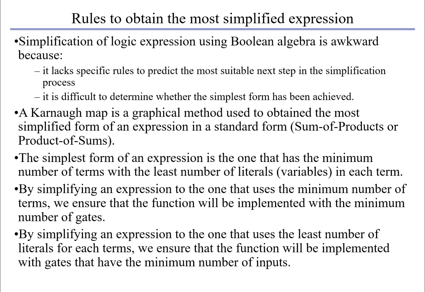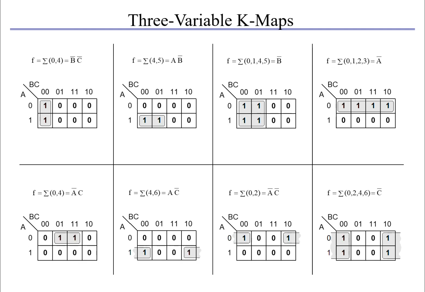By simplifying an expression to the one that uses the minimum number of terms, we ensure that the function will be implemented with the minimum number of gates. By simplifying an expression to the one that uses the least number of literals in each term, we ensure that the function will be implemented with gates that have a minimum number of inputs. So let us see how these can be obtained.